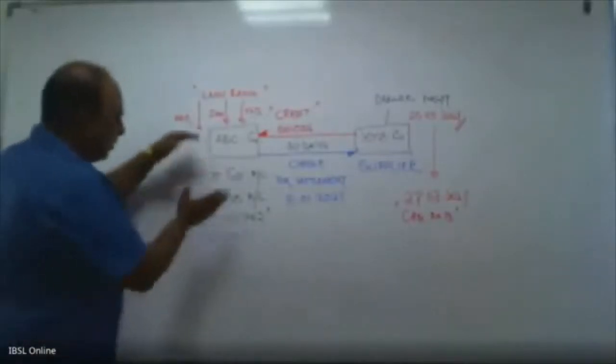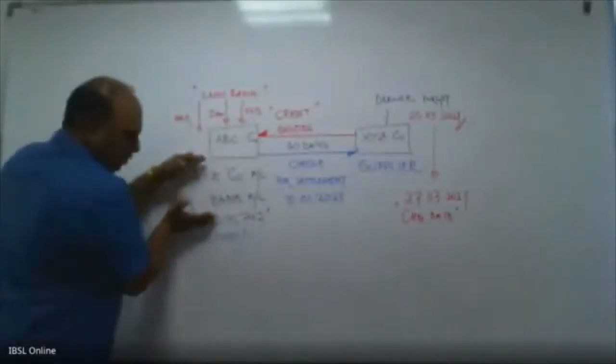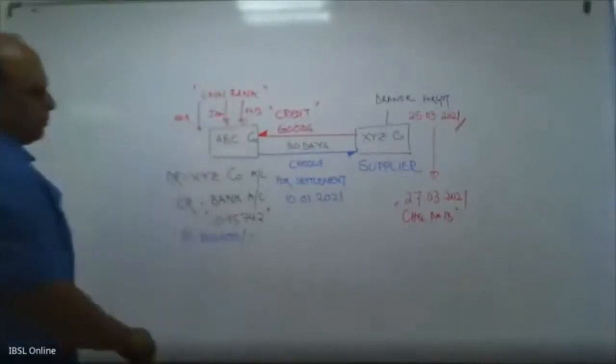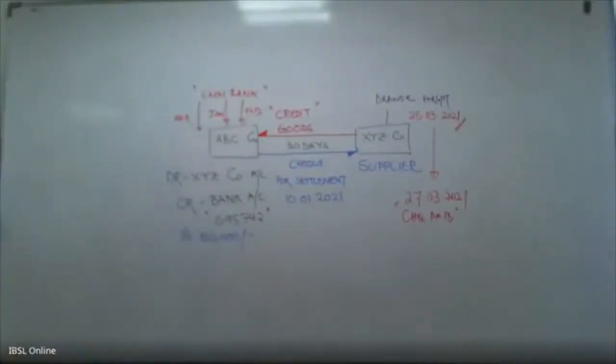What are the two records? The cash book of ABC company and the statement produced by LMN Bank. This has to be very clear. Any clarifications? Any questions?